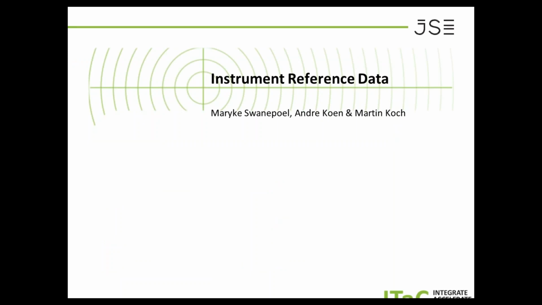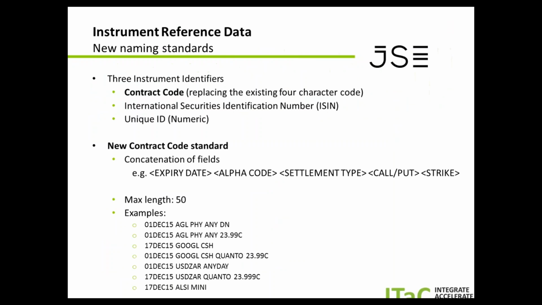Good day, everyone. I'm going to speak to you about the changes on an instrument level for reference data. The first thing is that we're going to have 3 new instrument identifiers in the ITaC world. The one is the contract code, but it's going to look very different to what it looks today. Today you've got that 4-character contract code. We are introducing something different that's a lot more readable, but it's also longer.